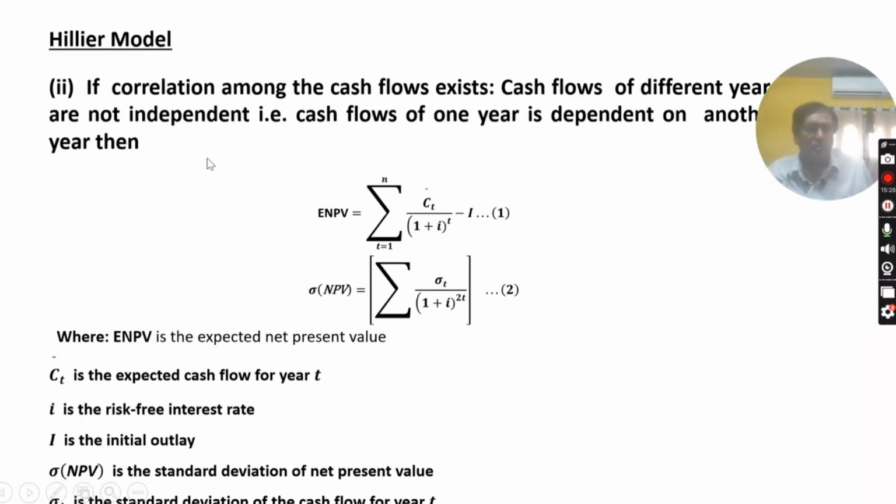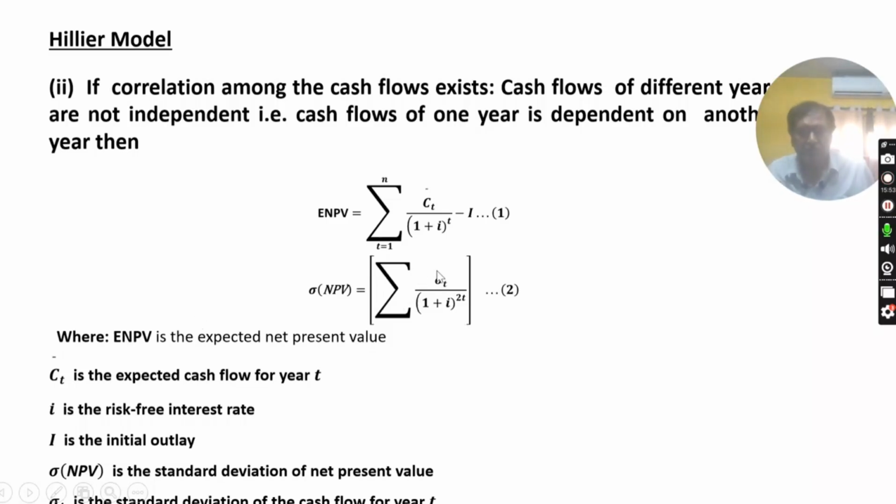Okay, now I am going to discuss the other case of the Hiller model, that is when the cash flows are correlated, that is the cash flows of one year are influenced by or related to the other years. In that case, the expected NPV formula is the same, but the risk formula is different. The formula will be this. The detail is noted here.